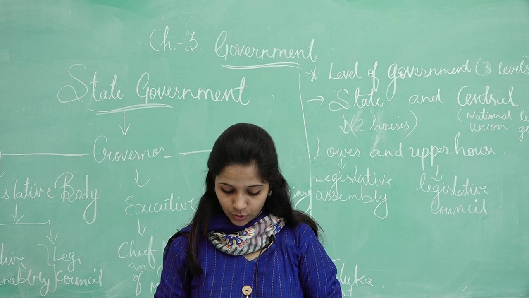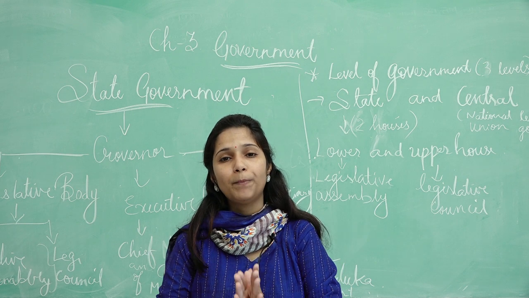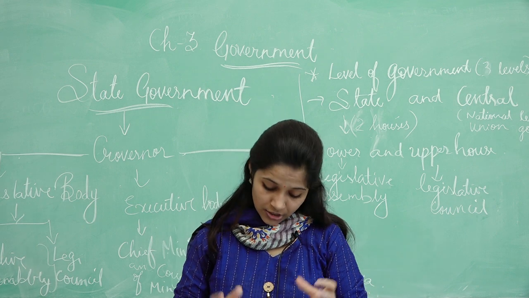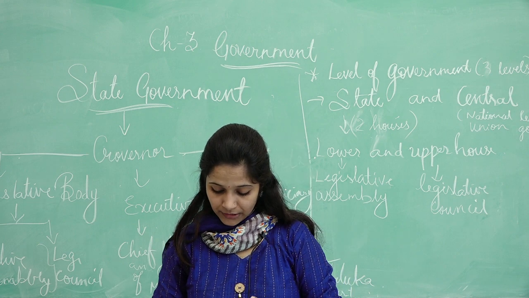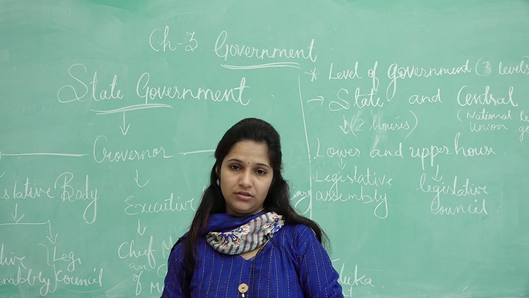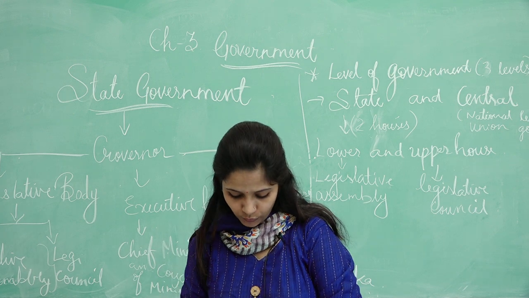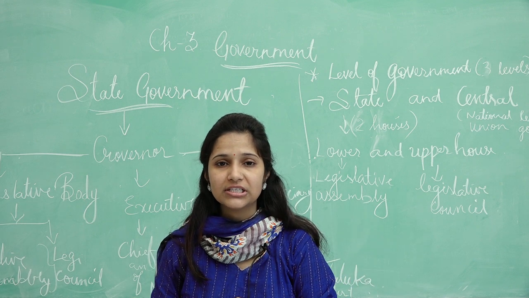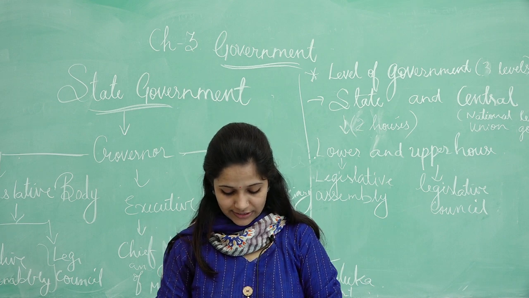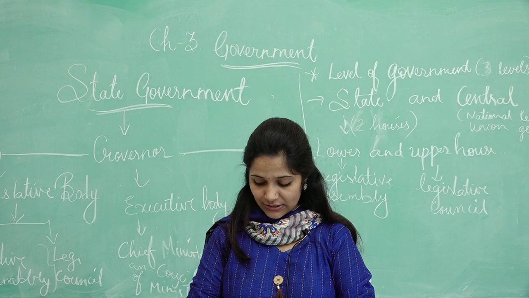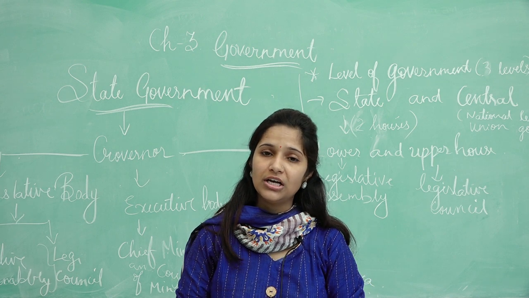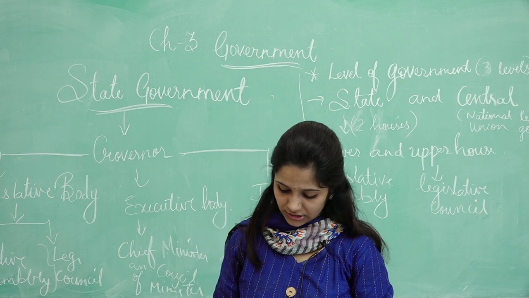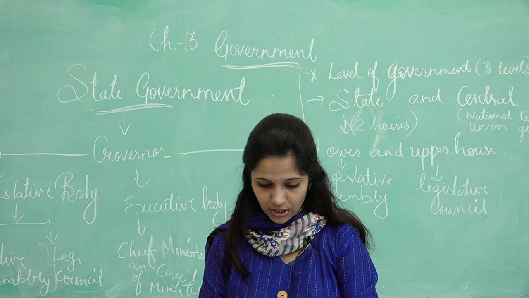The governor is also a part of the state government, in different states like Gujarat, Maharashtra, Rajasthan. The state of Gujarat has only the lower house. In Gujarat there is no upper house, that means no legislative council, only the legislative assembly. Most of the states do not have a legislative council. Not only Gujarat, other states also have no upper house.